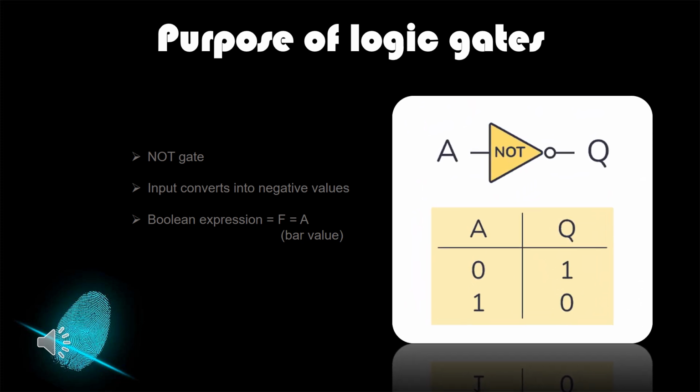NOT gate. The NOT gate is different. It only has one input. It flips the input. If the input is 1, the output is 0, and vice versa. The Boolean expression is F equals A bar, representing the inverse.